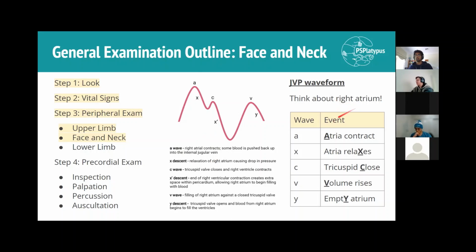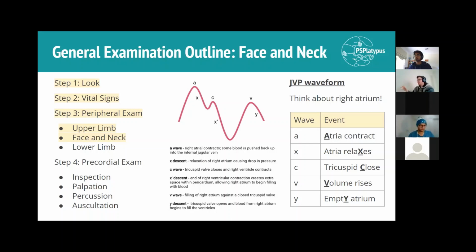So think about the right atrium. Some ways to remember this, some mnemonics: with A, what you have is the atria contracting. And why is the atria contracting? It's trying to push blood into the ventricle. But what that's going to do also is potentially push a little bit of blood back up into the veins that are coming into the right atrium, including the IJV. So you'll get a little spike in that IJV pressure. Next, you're going to have the X descent, and that's just when your atria is done, it's relaxing, and so that level is going to come back down. So that's X for relaxation.